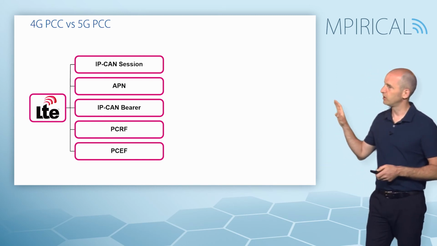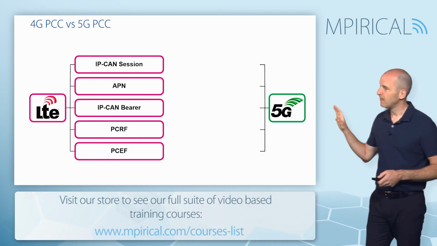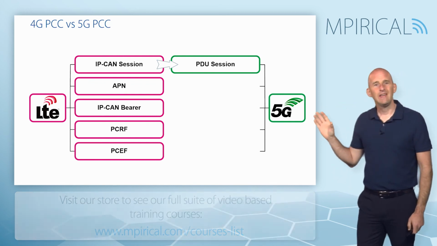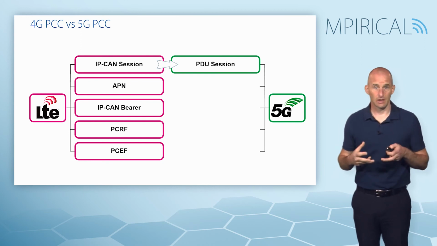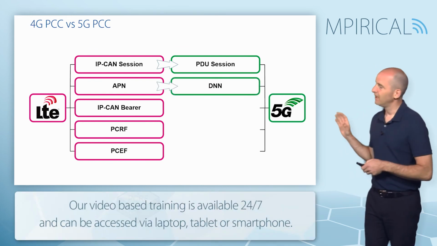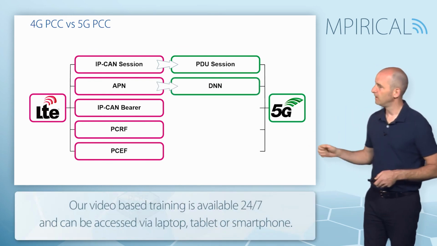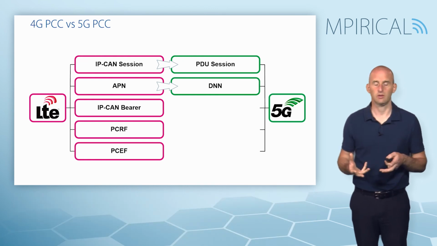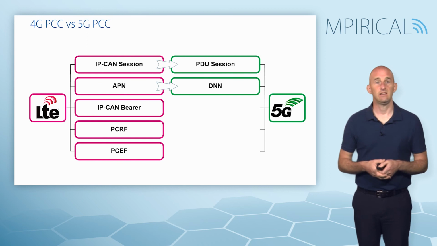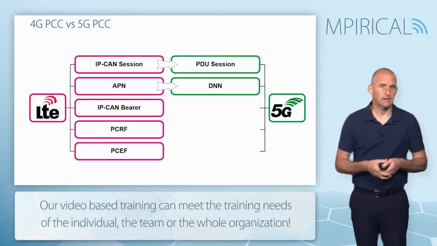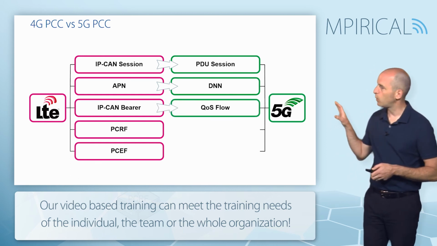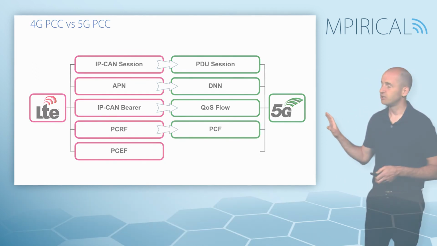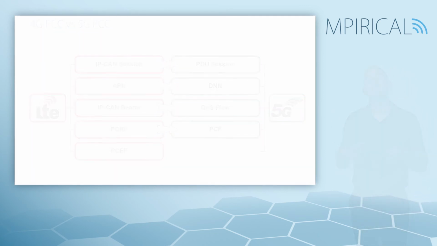Well, at the top, we've got this notion of an IP CAN session in LTE. In 5G, it's called a PDU session. We've got this notion of an access point name in LTE. Remember, that identifies the data network that we're actually connecting to. Well, in 5G, it's called a data network name. In LTE, we've got an IP CAN bearer. Now, the IP CAN bearer, this term is actually policy and charging control terminology. And if we look in the details, in LTE, this would be known as an EPS bearer, a default or a dedicated EPS bearer. Well, in 5G, the equivalent to that would be a quality of service flow. The policy and charging rules function in LTE, well, the equivalent network.